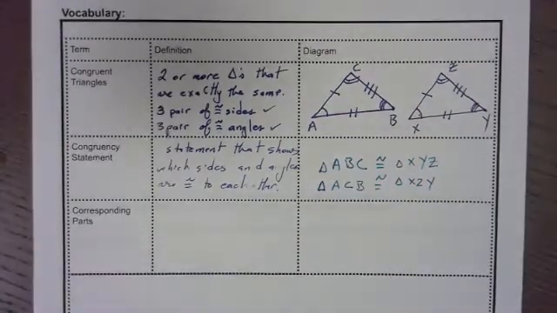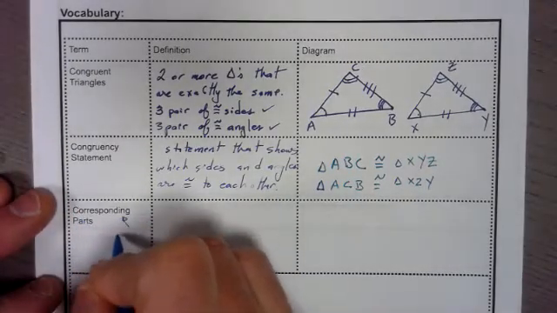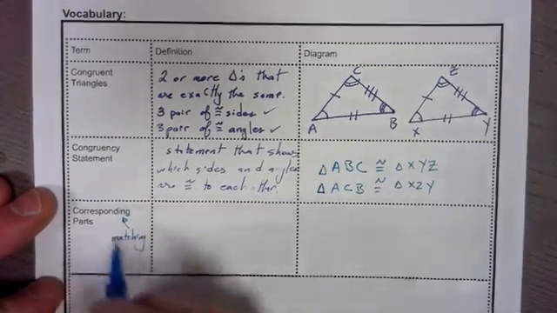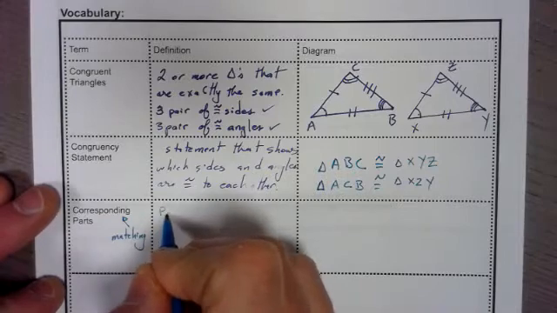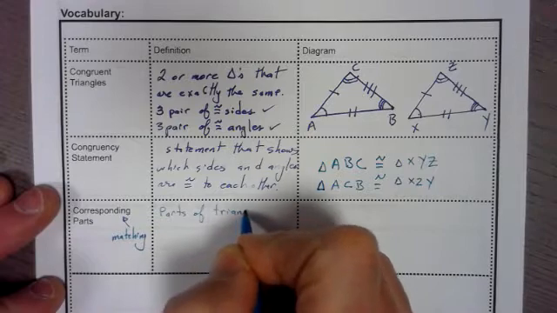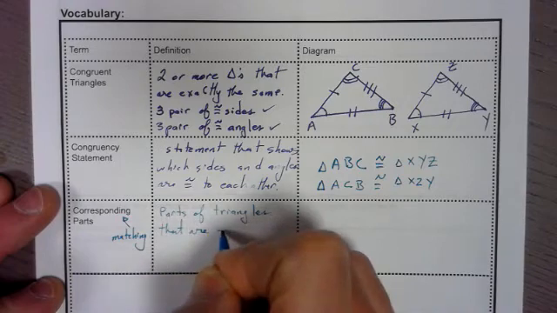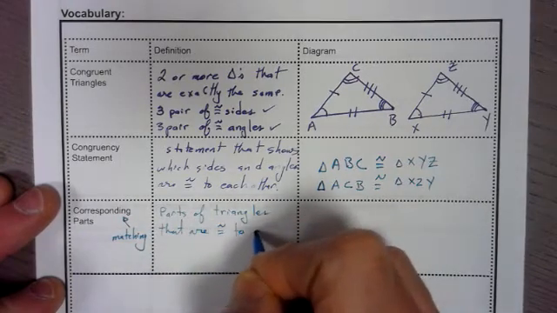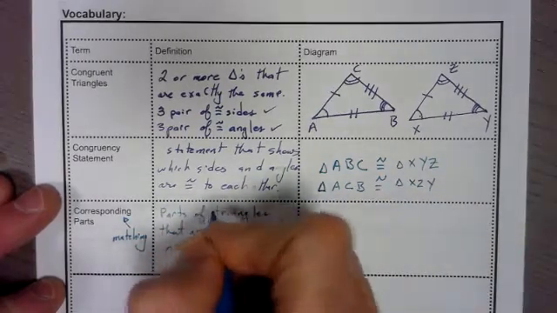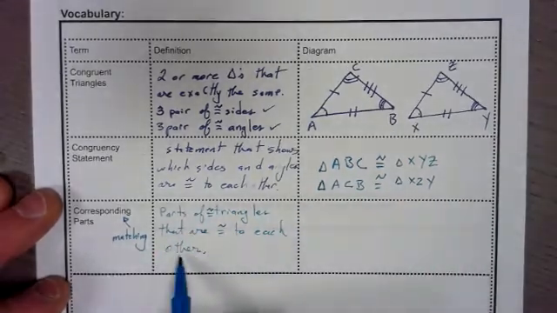Okay. Now corresponding parts. Corresponding, another way to think about corresponding is matching. Okay, so corresponding parts are parts of congruent triangles that are congruent to each other. I'm sorry, I left out a congruent here. There's parts of congruent triangles that are congruent to each other.